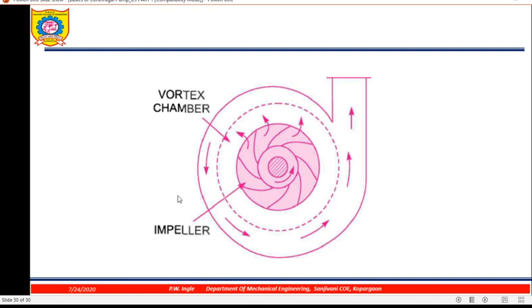So this completes the classification. Again, you can have a classification based on single stage or multi-stage. If you are providing more than one impeller, then we can say multi-staging. Multi-staging may be parallel or series. Series multi-staging means the discharge from the first impeller is going to the second impeller, and the second impeller is going to the third impeller, and so on. That's why it is used to increase the head, or pressure.